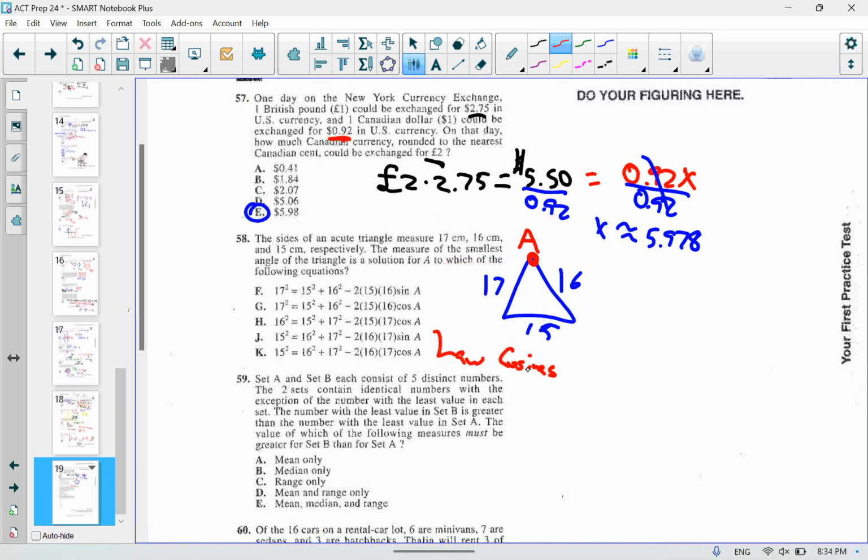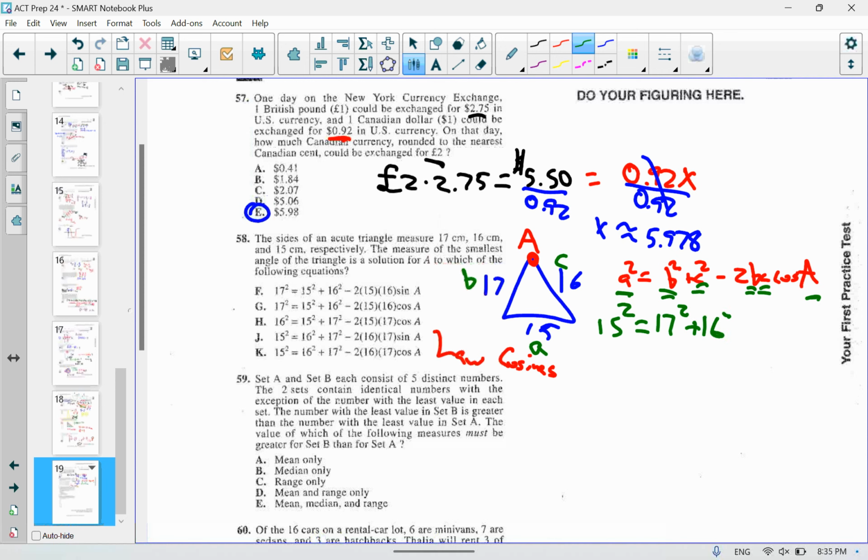The law of cosines follows this idea, where a squared equals b squared plus c squared minus 2bc cosine of A, where you'll notice that the outsides are the same letter, just with sides representing angles, and the insides are the same letter. So in this case, big A is right there, little a, and then B and C are interchangeable. It doesn't matter which. So if I were to write this, I would say 15 squared equals 17 squared plus 16 squared minus 2 times 17 times 16 times cosine of A. So that would be letter K.